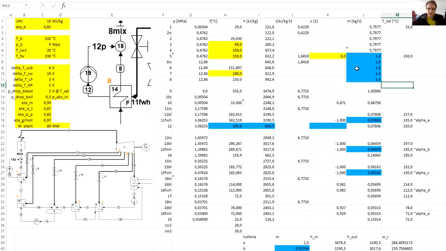For the parameters that will need to be modified, I have pre-highlighted some of them in blue for clarity, and as we can see, we have two additional streams, two nodes, 12p and 8 mix, so we will prepare new rows for them. So we will have 8 mix under node number 8 and 12p after the pump after node number 12.